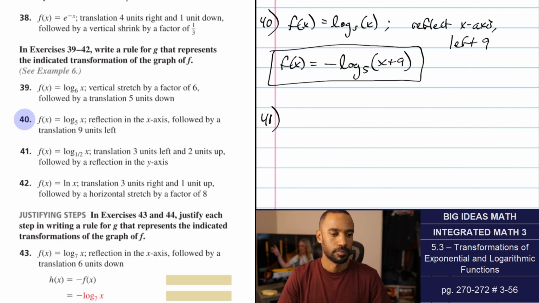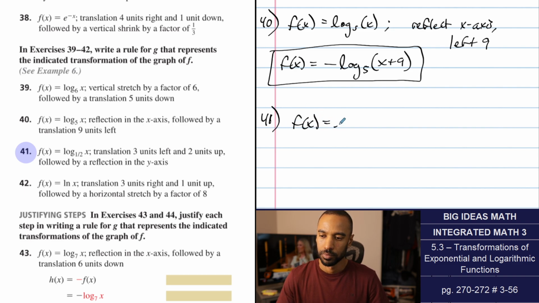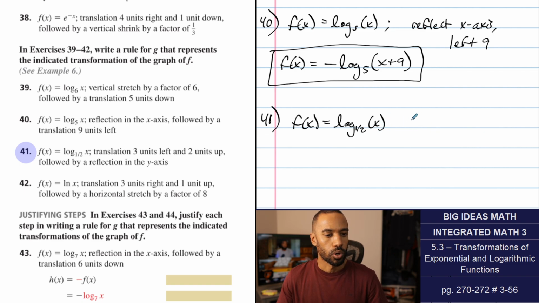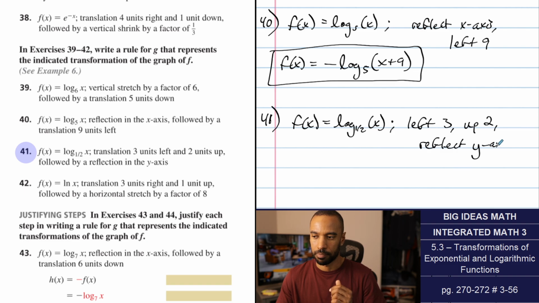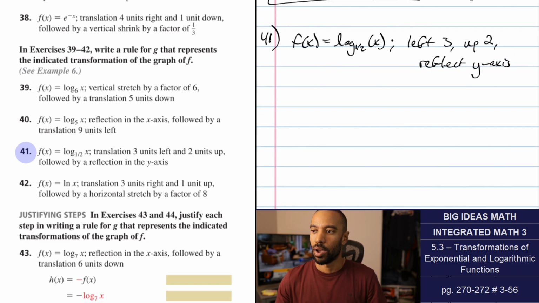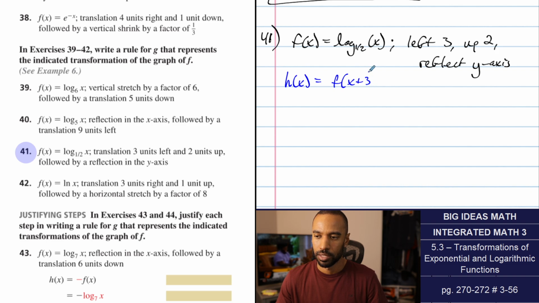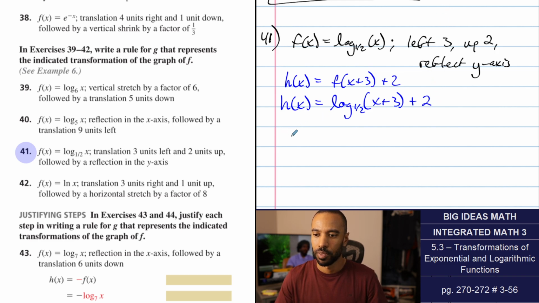Number 41. Log base 1/2 of x. We're going to translate 3 units left, 2 units up, followed by a reflection in the y-axis. This is where we probably have to do these in more than one step to not mess anything up. Okay, so h of x, our interim, let's go left 3 and up 2. So left 3, up 2 will look like log base 1/2 of x plus 3, plus 2. All good there. Now our g of x is going to be h of negative x.